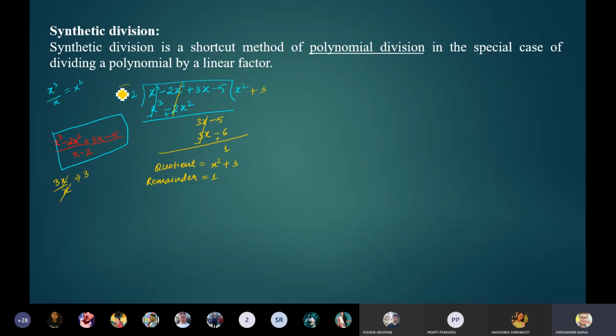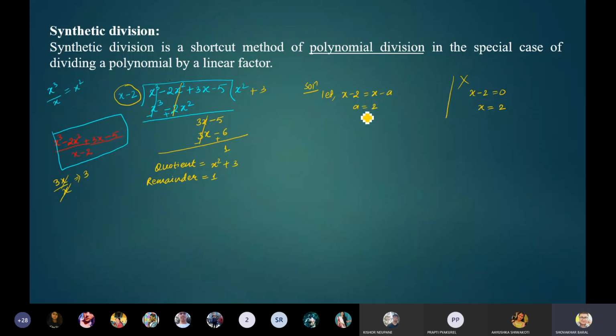Let me do it by synthetic division here. This divisor is x minus 2. So let's compare this x minus 2 with x minus a, as we have done in the remainder theorem. So a will be equal to 2. You can compare it with 0 also. x minus 2 is equal to 0, and you will get the value of x is 2.